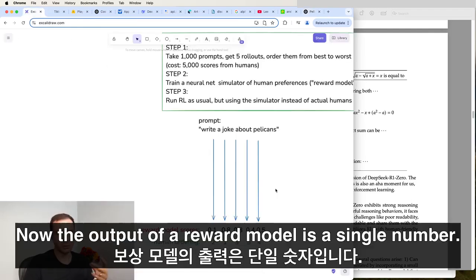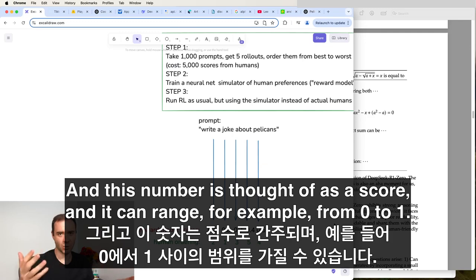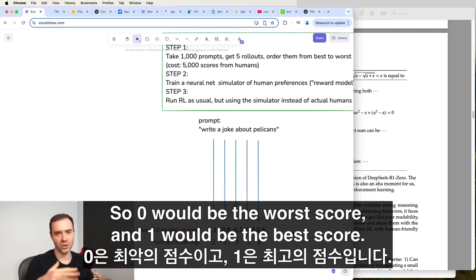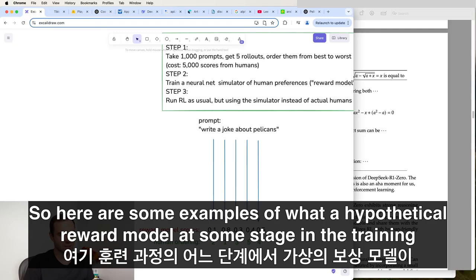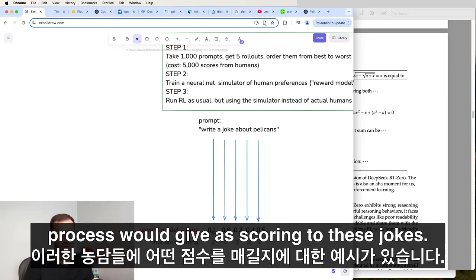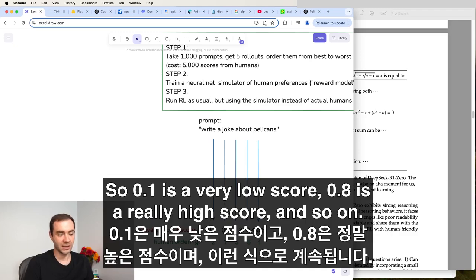The output of a reward model is a single number. This number is thought of as a score, and it can range, for example, from 0 to 1. So 0 would be the worst score, and 1 would be the best score. Here are some examples of what a hypothetical reward model at some stage in the training process would give as scoring to these jokes. So 0.1 is a very low score, 0.8 is a really high score, and so on.